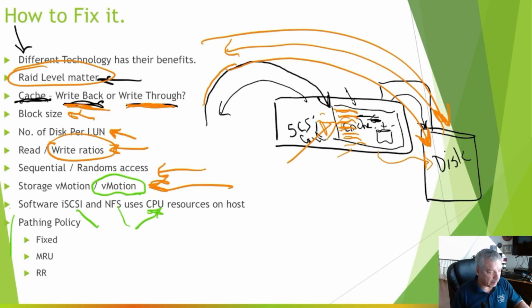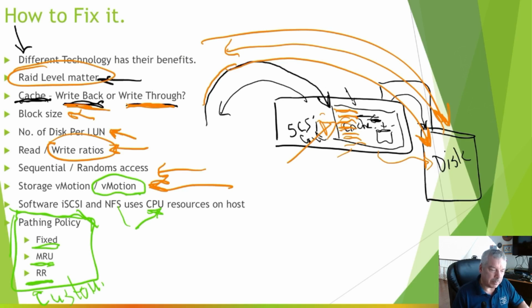Your path policies as well. You can actually go in and specify, do I want a fixed policy, most recently used, or round robin? This is usually the behavior of the storage itself. And it's a capability, and I should put custom here. Vendors have the capability to have their own custom type of pathing policies. So you can go into your data store and change the pathing policies. Again, I highly recommend against it, okay? Unless you know exactly what you're doing and the vendor agrees with you or suggests it.